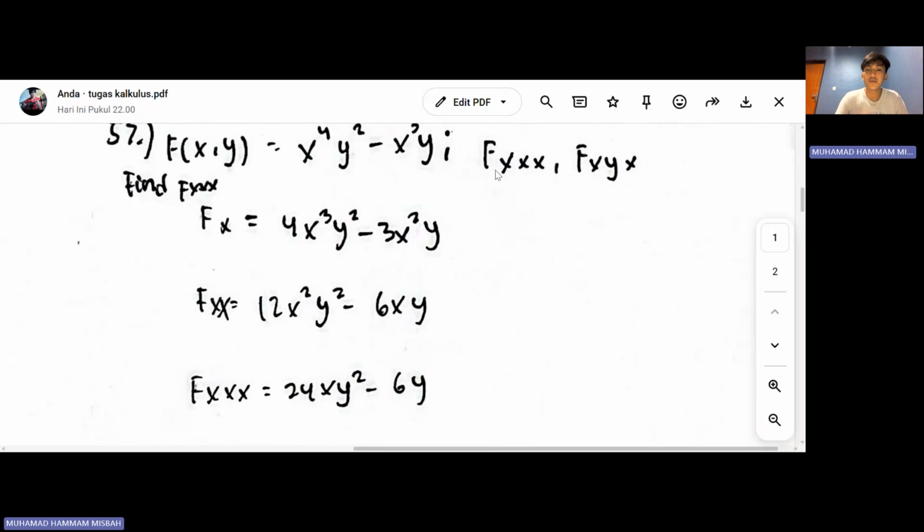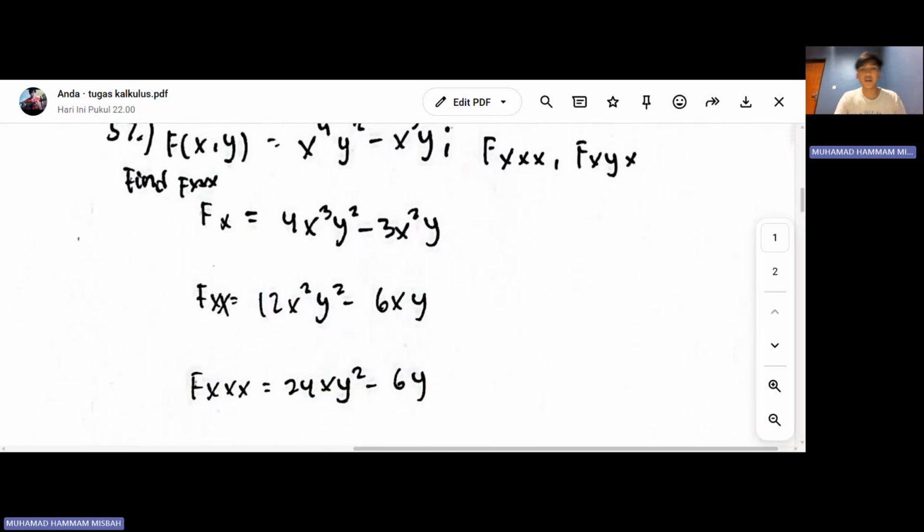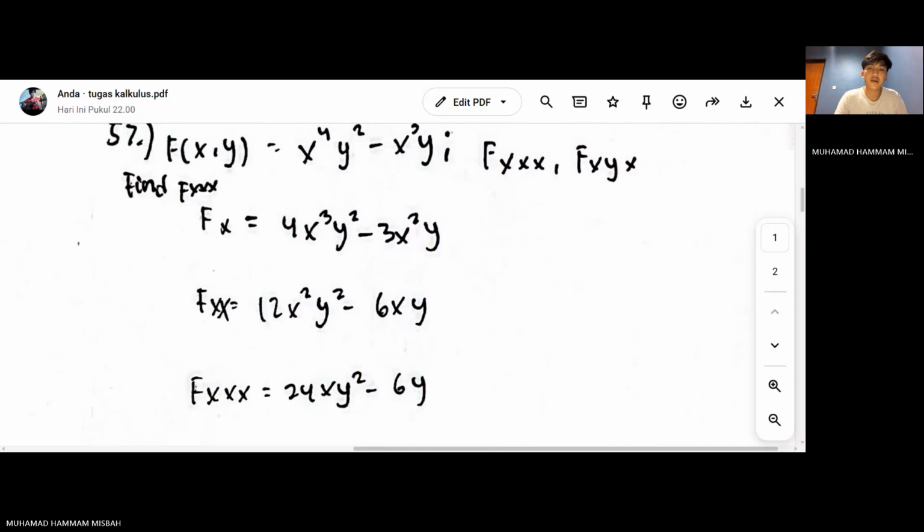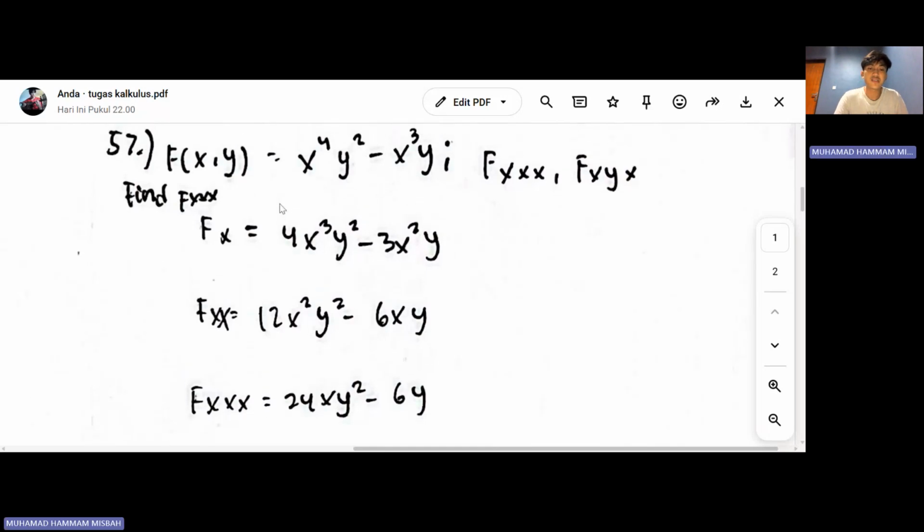It means we have to take the derivative with respect to x first, and second, we take the derivative with respect to x of that result, and for the third, we take the derivative of that result again, like before. So it's simple as before. For the first partial derivative with respect to x, we just do the same thing as the before question.